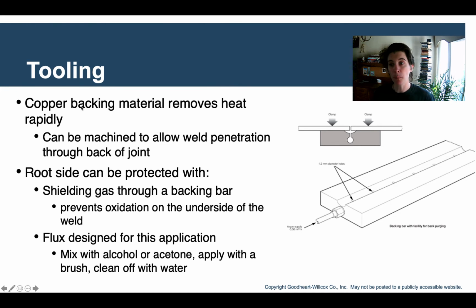You can use a copper backing material, which helps remove the heat rapidly because copper is really conductive, and you have a machined groove in it to allow the weld to fully penetrate. Or you can have a bar like this that you can put a shielding gas into. It has these holes where the shielding gas will come up, and so that protects and covers the whole back side of your weld, so you can get a fully protected weld, preventing the oxidation there.